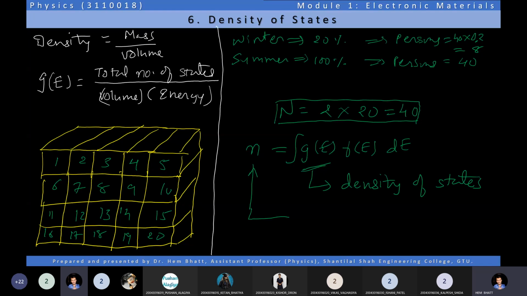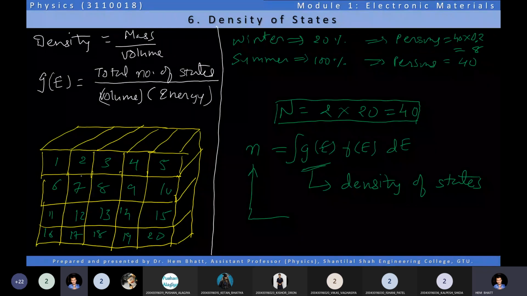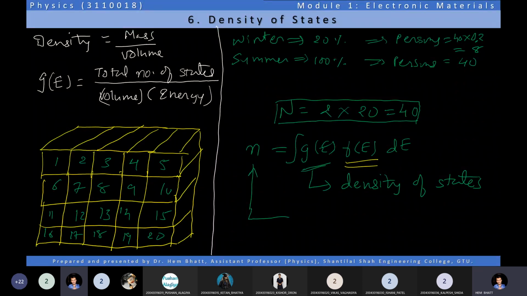Last lecture we did the Fermi function. It is probability of finding electrons. Suppose if Fermi function comes out to be 0.5, then its meaning is that there is 50% probability. Okay. In today's lecture we will see G of E, that is number density, and then we will be able to find out carrier concentration.